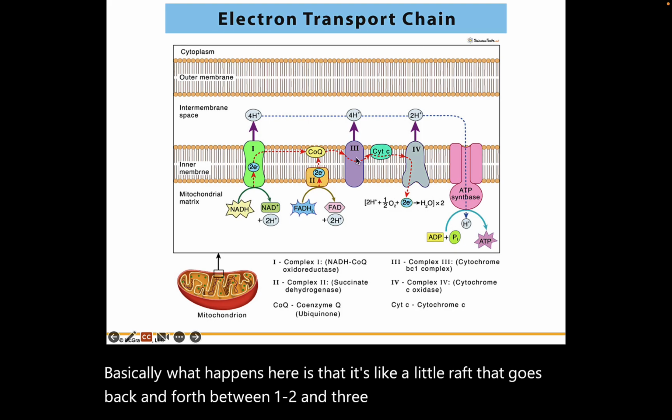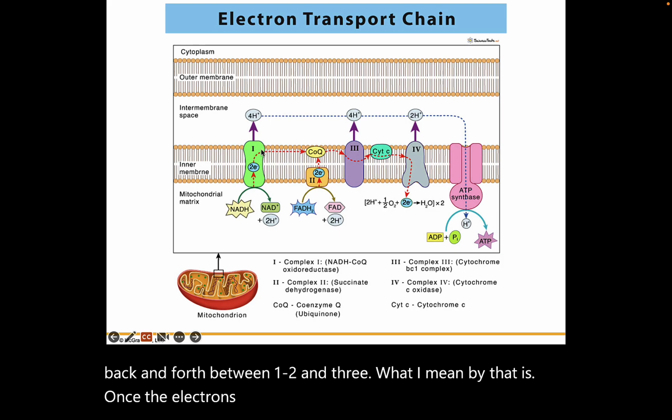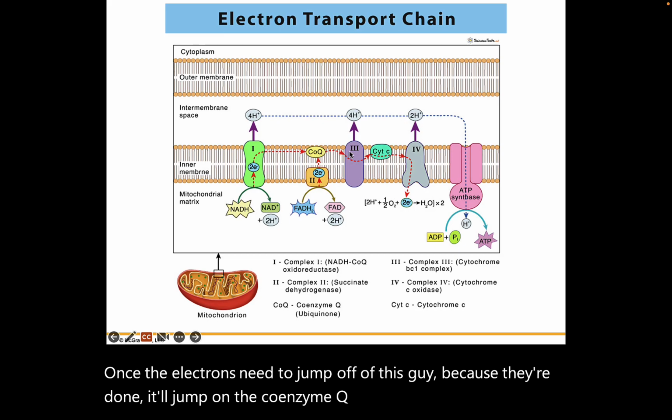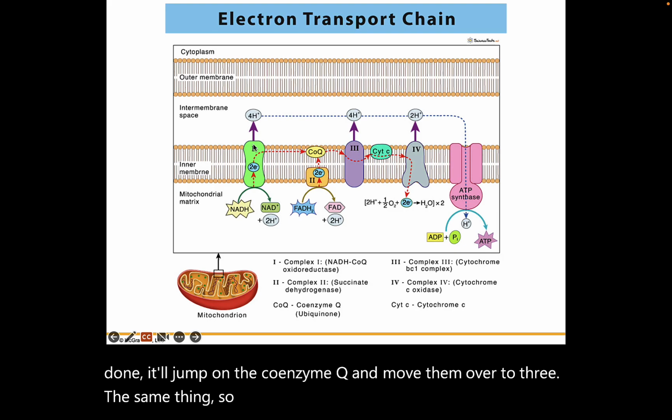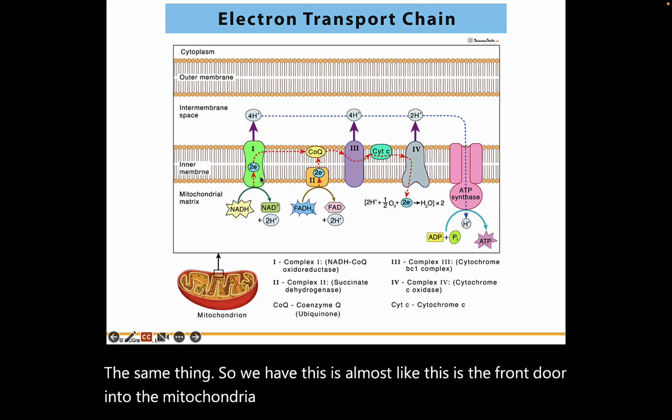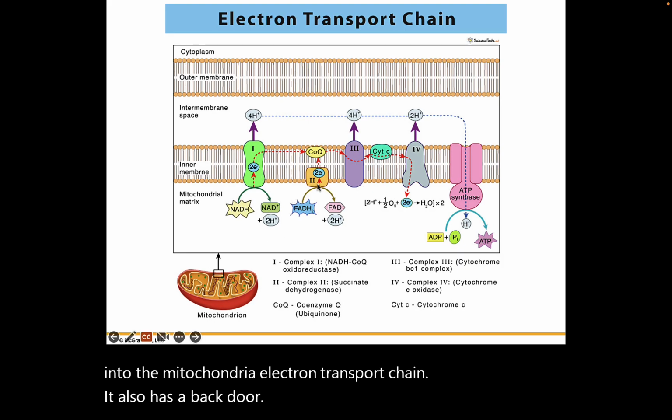3. What I mean by that is once the electrons need to jump off of this guy because they're done, it'll jump on the coenzyme Q and move them over to 3. The same thing. So this is almost like the front door into the mitochondria electron transport chain. It also has a back door. That's complex 2, succinate dehydrogenase.